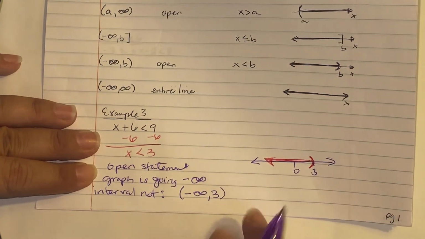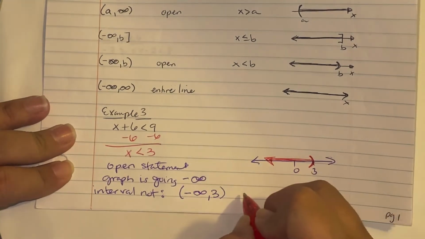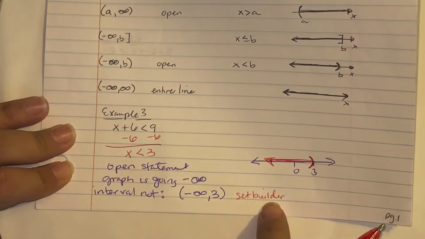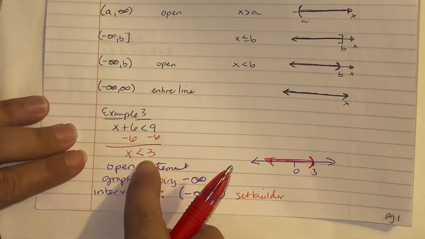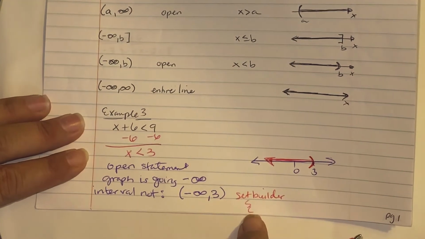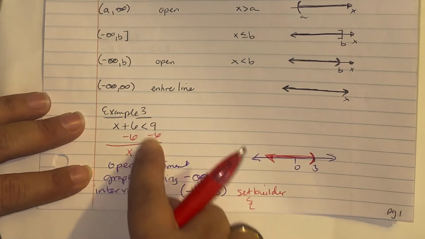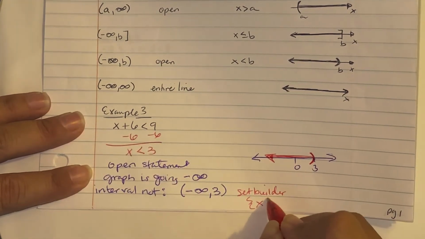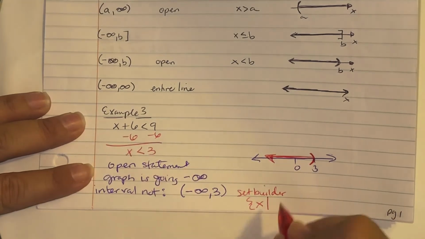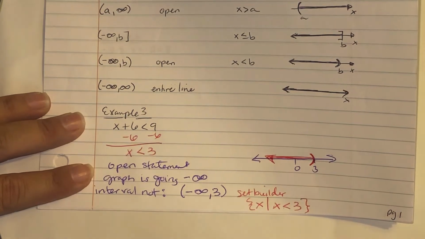If you're going to write it in set builder notation, you use the answer that you got, x less than 3. So you're going to do the brace piece. And because the variable is x, it's going to be x, a line to represent "such that," and write your answer, x less than 3, close the brace. And that would be your set builder notation.